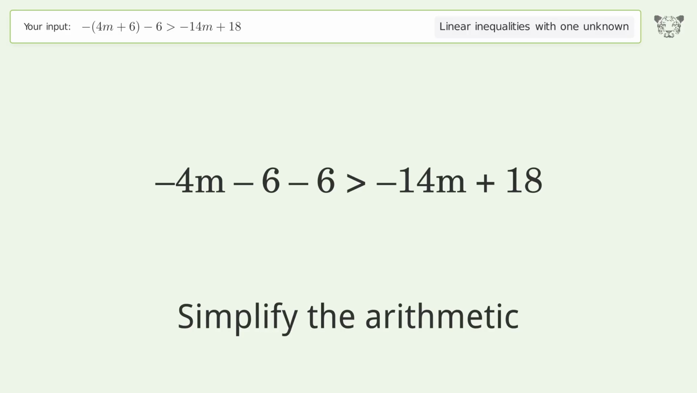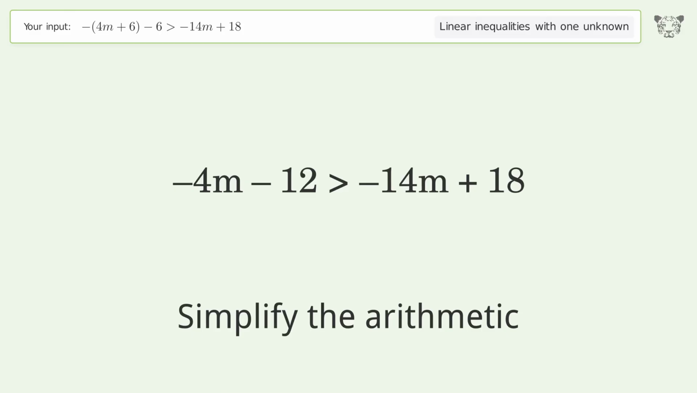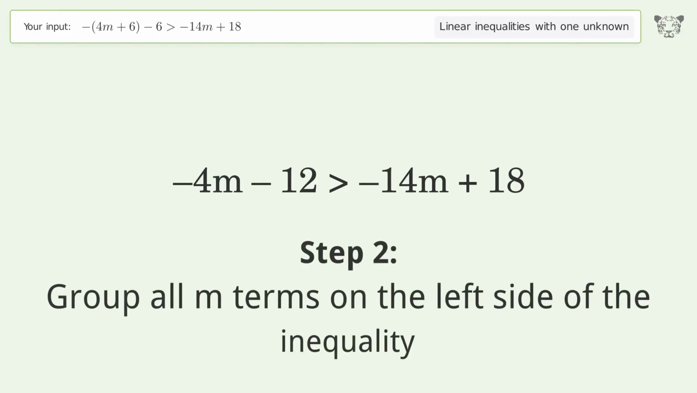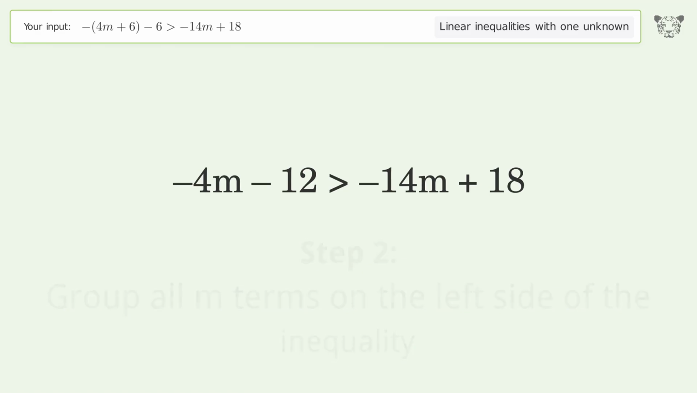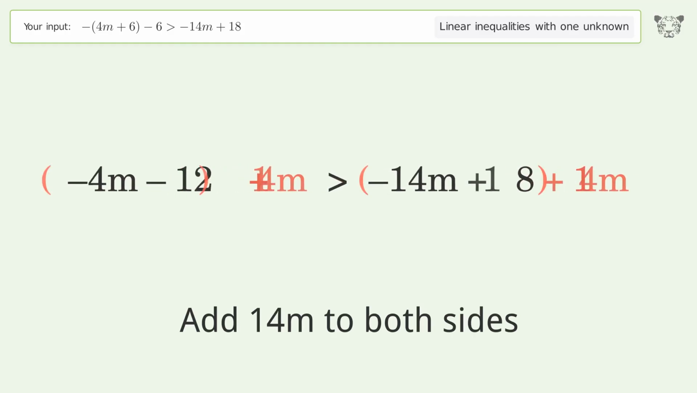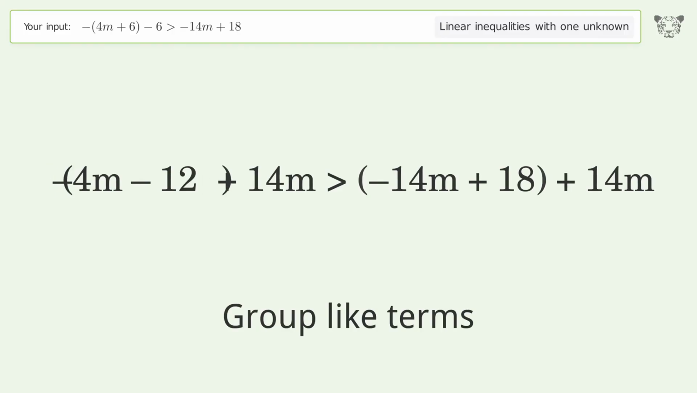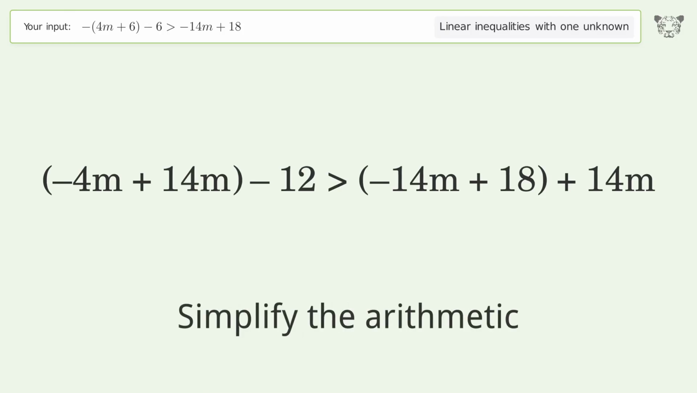Simplify the arithmetic. Group all m terms on the left side of the inequality. Add 14m to both sides. Group like terms. Simplify the arithmetic.